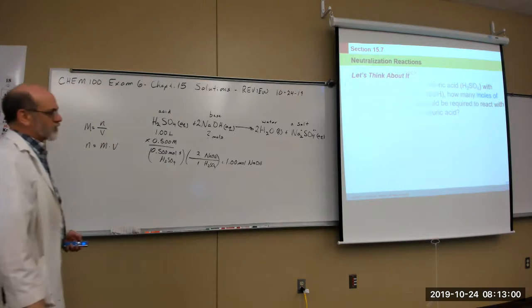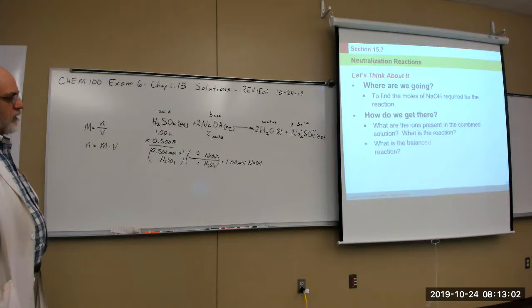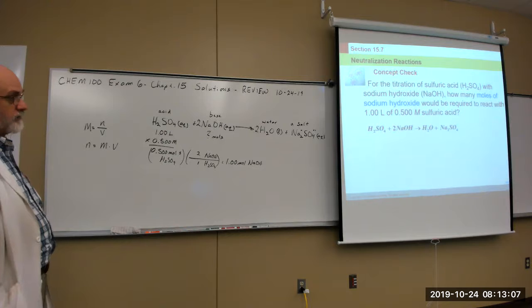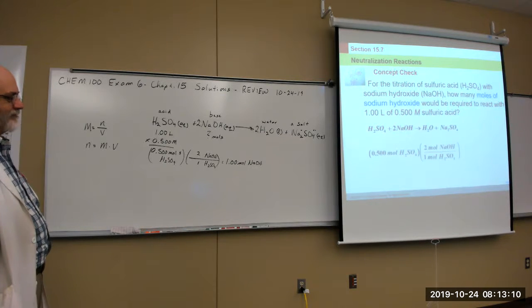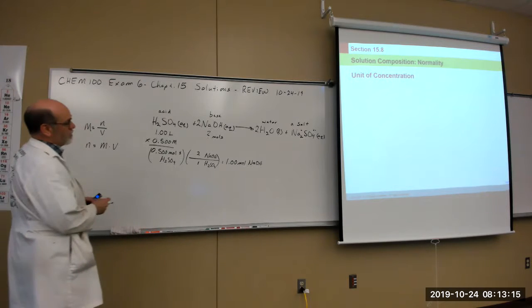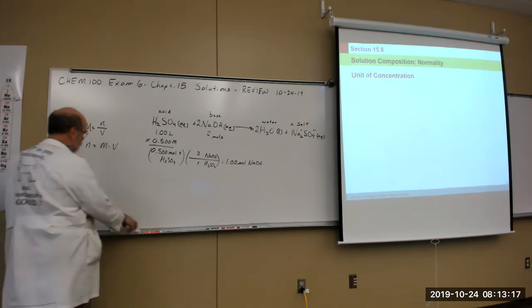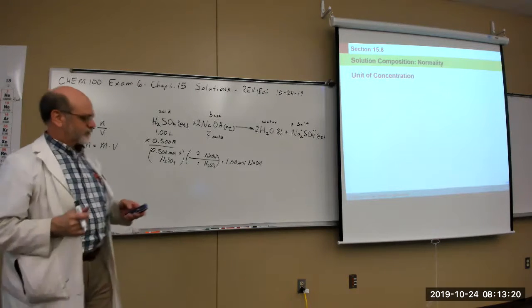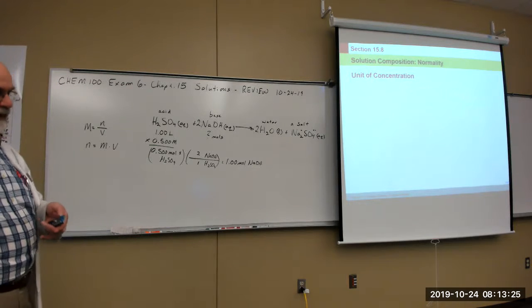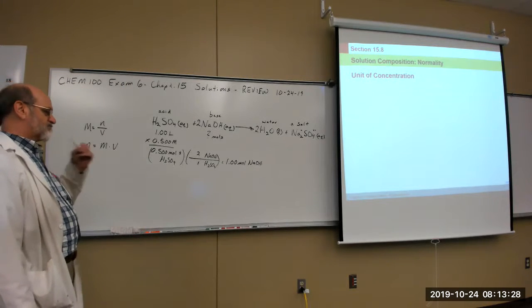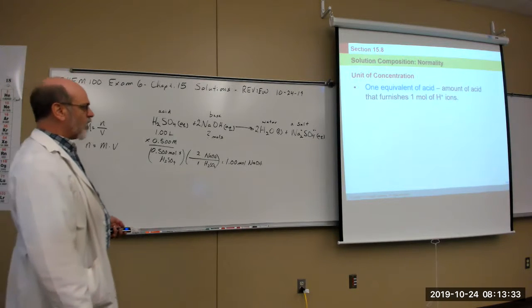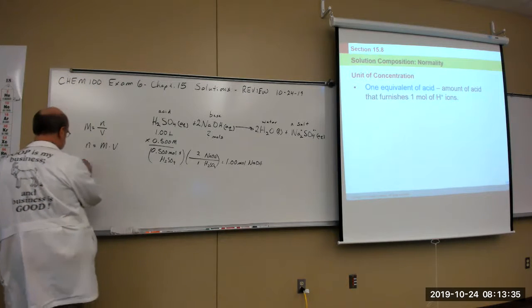Okay, so this answers the question of how many moles of sodium hydroxide are required. All right. Now, there's another unit of measure that is useful when we're talking about neutralization reactions. I'm only going to approach this just as a point of information. And it's called normality, a big N.